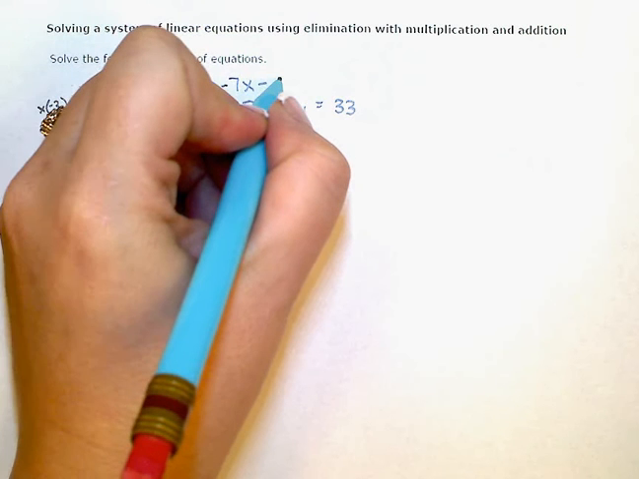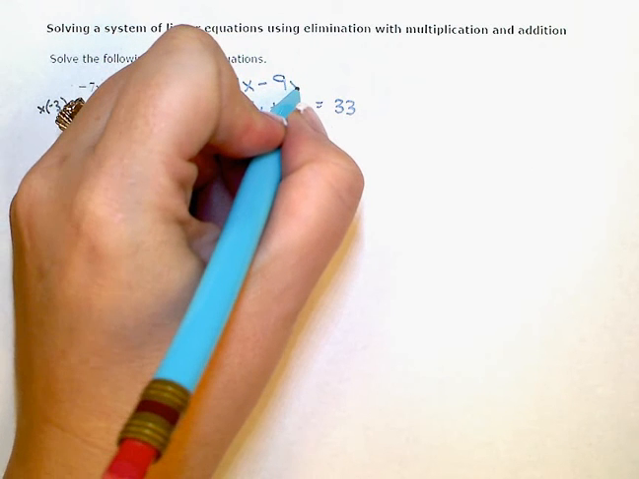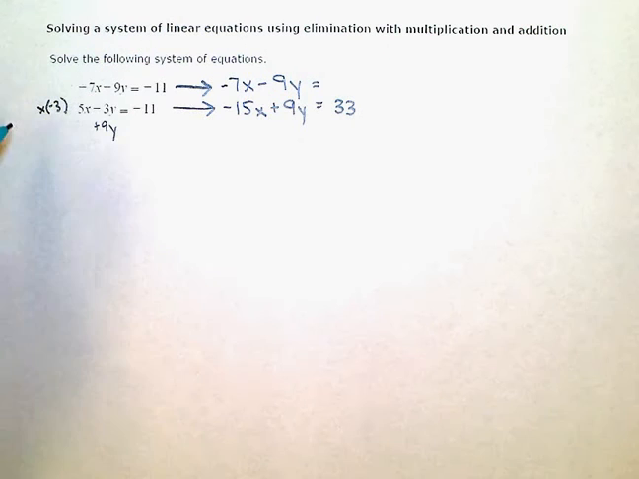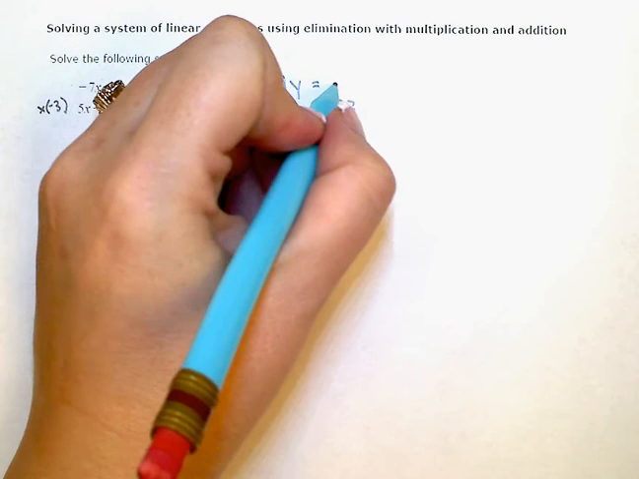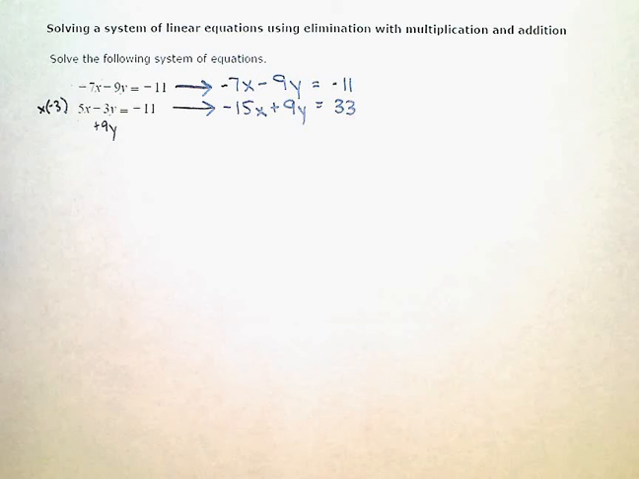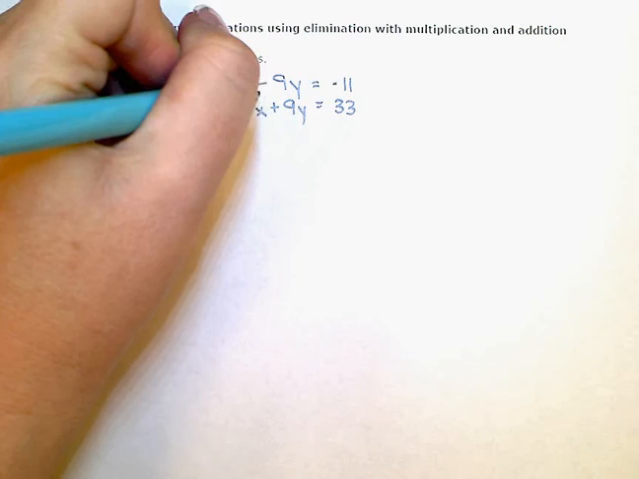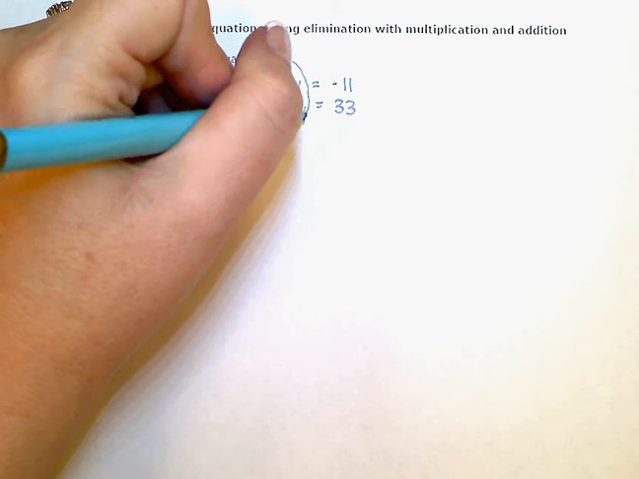on or above the equation that I just wrote. So negative 7x minus 9y equals negative 11. So there's my two equations. Here's my exact pair of opposites.